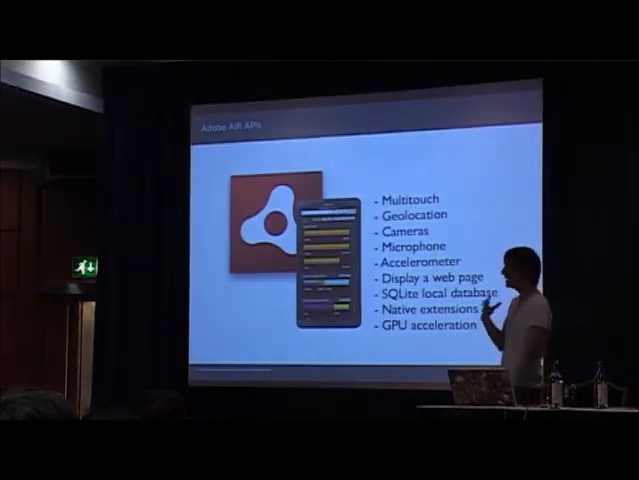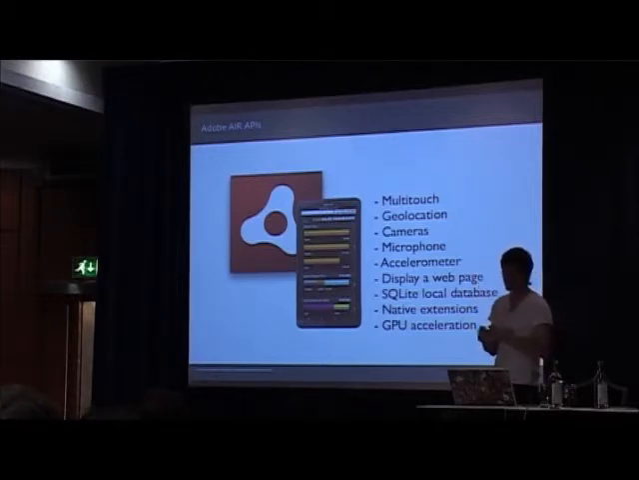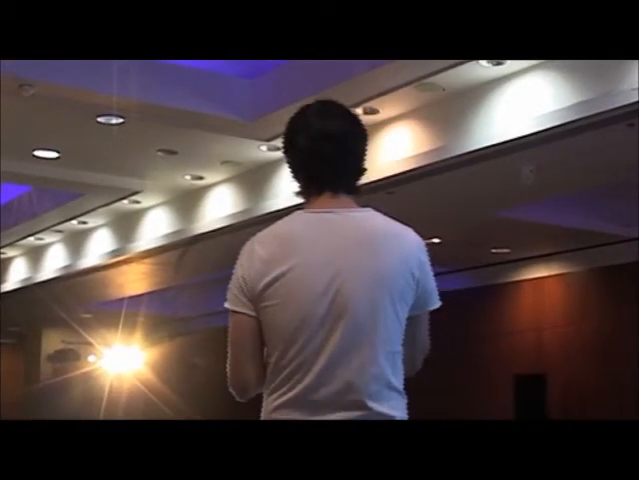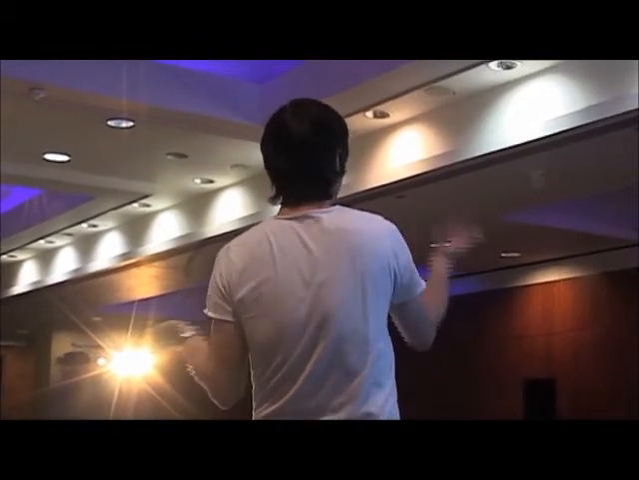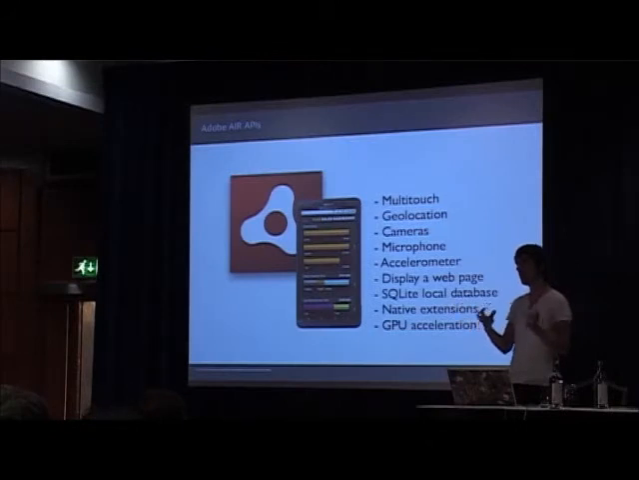So we have added new APIs. Now you can use multi-touch, geolocation. You can access both front and back cameras on your devices. You can access the microphone, the accelerometer. You can display an HTML page inside your project. You also have the open source SQLite database locally. And we have a lot of customers that are using Flex and Air for people who are temporarily disconnected, that are offline. And then, once they are online, you can synchronize the content.